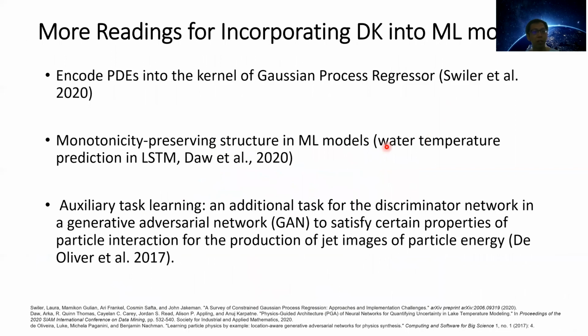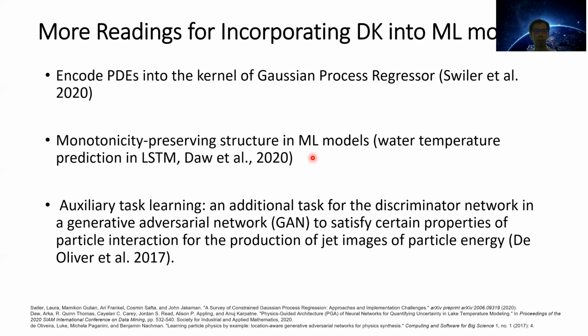And here we also list some more literature on incorporating domain knowledge into machine learning models. Previously, we have shown that it's possible to use domain knowledge in designing neural network architectures, like the hidden layers, and also the entire structure, like the additional layers or the hidden units. But also, some works have talked about using such domain knowledge to guide the design of the kernel for Gaussian processes.